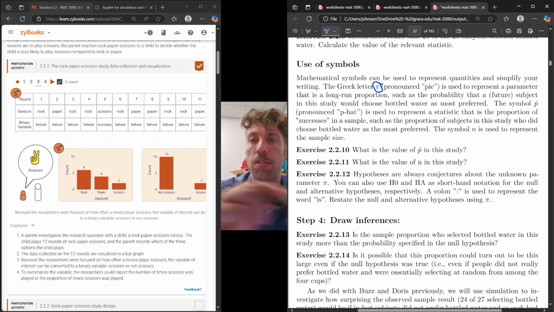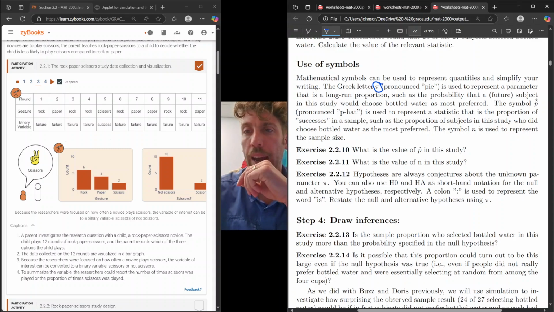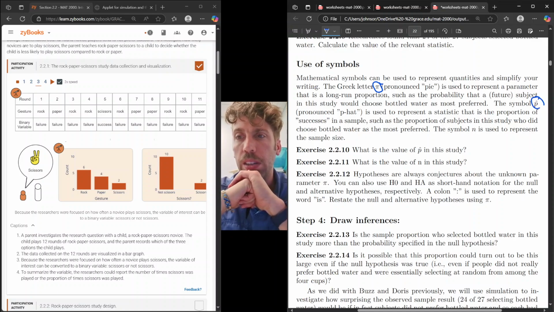And then the other symbol we've got is p hat. Okay, and so p hat is used to represent the proportion of successes. And so basically, why is there a hat there?